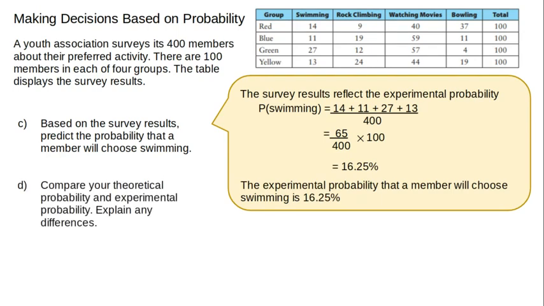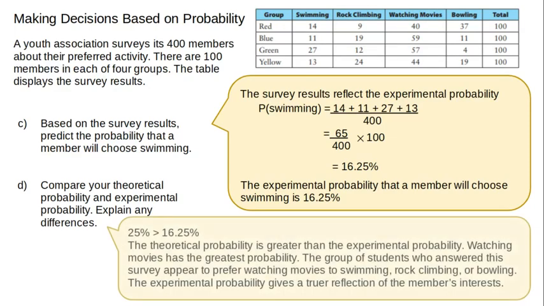Now compare your theoretical probability and experimental probability and explain any differences. Well, 25% is greater than 16.25%. The theoretical probability is greater than the experimental probability. Watching movies has the greatest probability. The group of students who answered this survey appear to prefer watching movies to swimming, rock climbing, or bowling. The experimental probability gives a truer reflection of the member's interest.